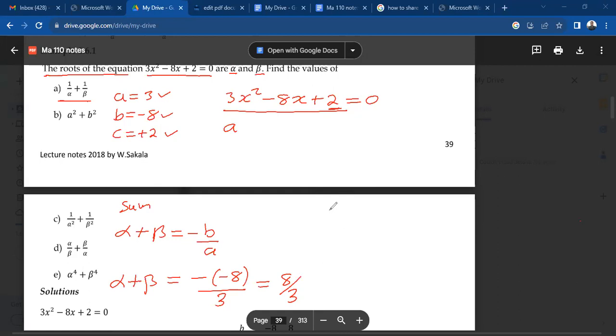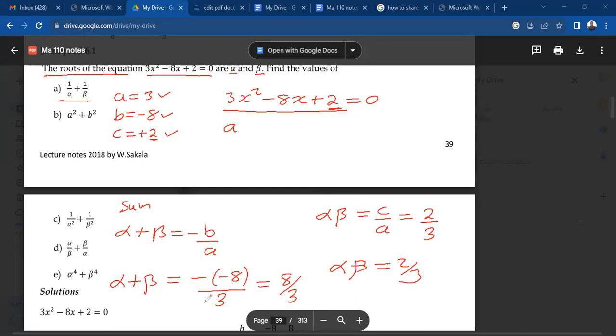Then we can also get the product, which is alpha times beta. Alpha times beta, we said it's c over a. So that's the product. So then we'll get c over a. C is 2, so we have 2 over a, which is 3. And that will give us the product: alpha beta equals 2 over 3.